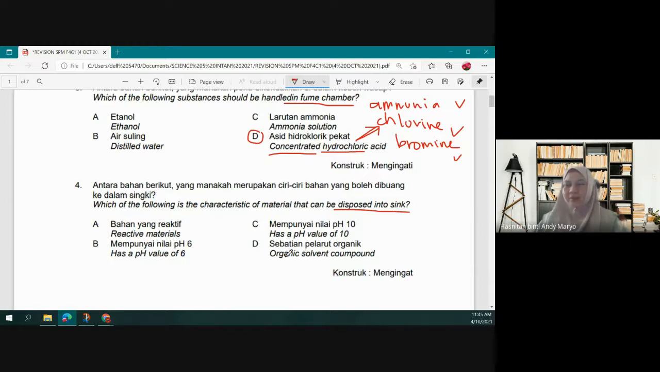Okay, again, Liquid says it is B, very good. So the answer is B. A substance or material which has a pH value of 6 is a low acidic. Very low acidic material. It is almost neutral.